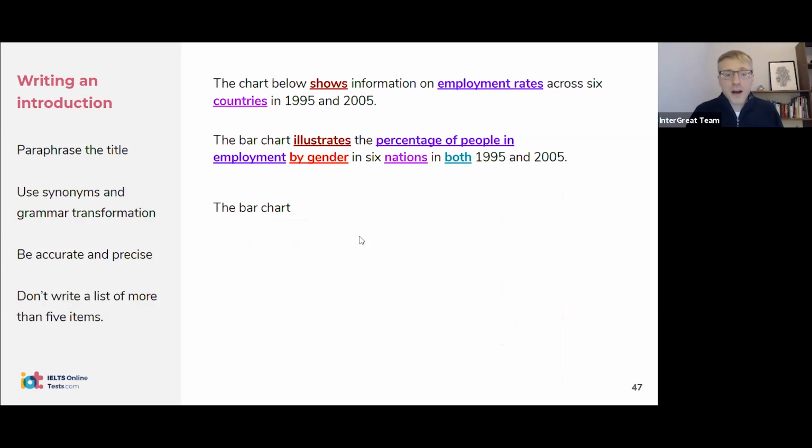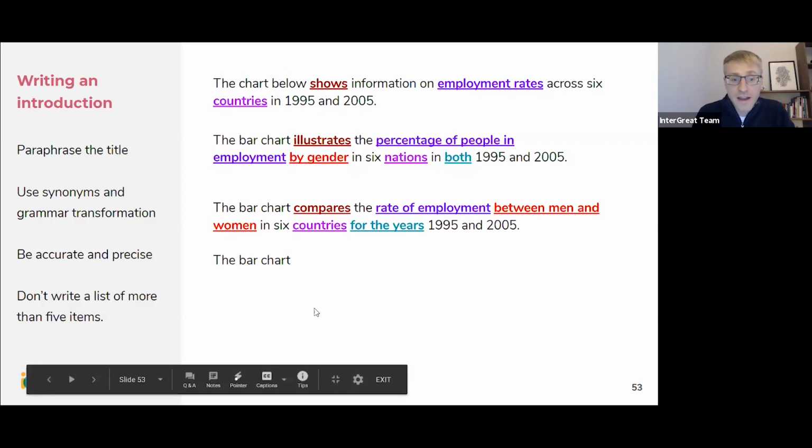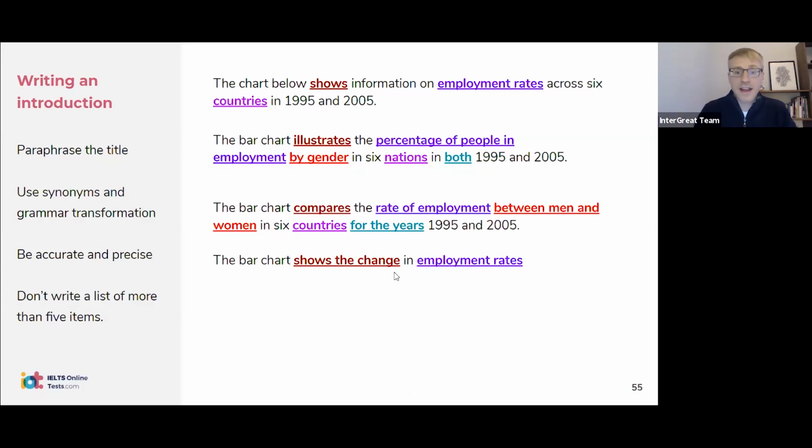Right. A couple of other ways we could say the bar chart compares the rate of employment. Here we've changed employment rate, just changed the word order between men and women instead of by gender. In 6 countries, we've kept it the same for the years 1995 to 2000. Okay, another way. Here's one more. We could say the bar chart shows the change in employment rates for men and women in 6 countries between 1995 and 2005. Okay.